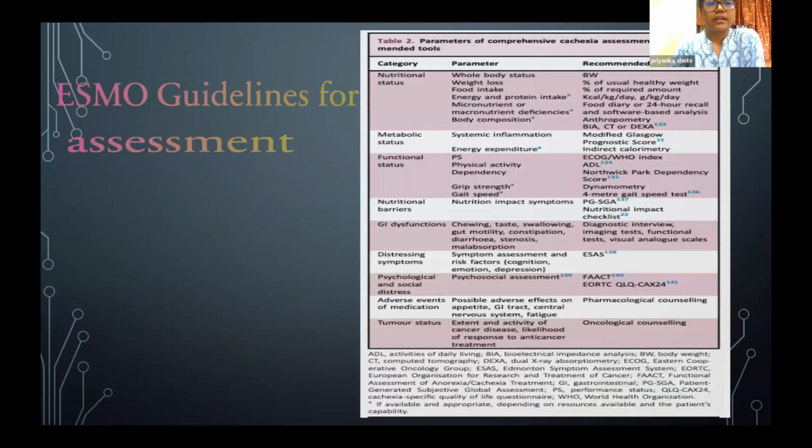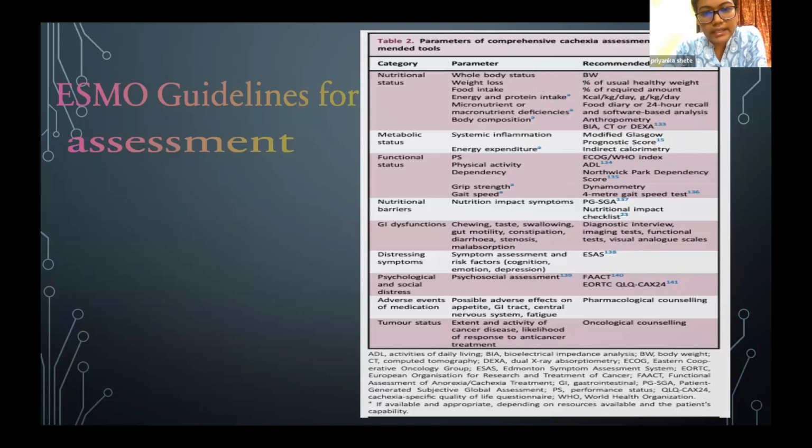Then let's see the ISMO guidelines for assessment. In these guidelines, parameters of comprehensive cachexia assessment and recommended tools are given. We see it category wise. In the first category, nutritional status: parameters like whole body status, weight loss, and food intake, with recommended tools like body weight and anthropometry.